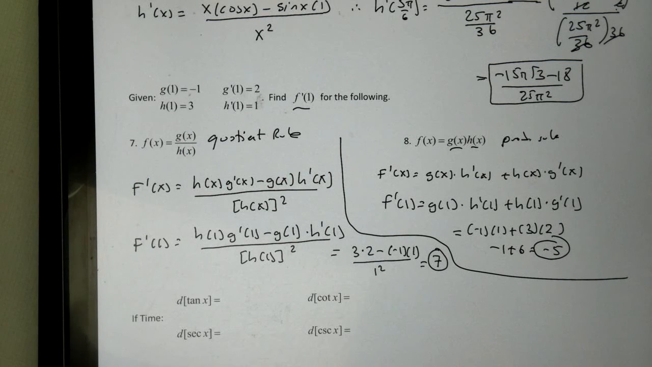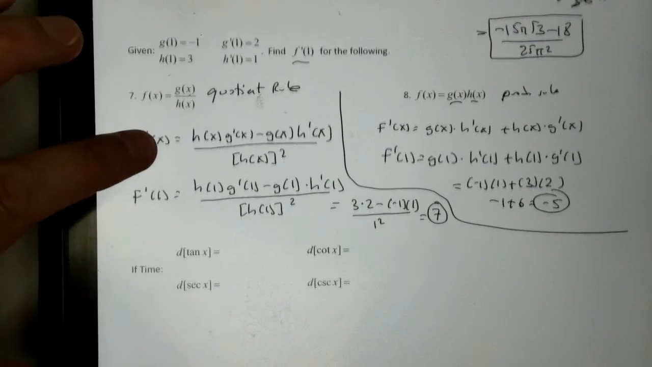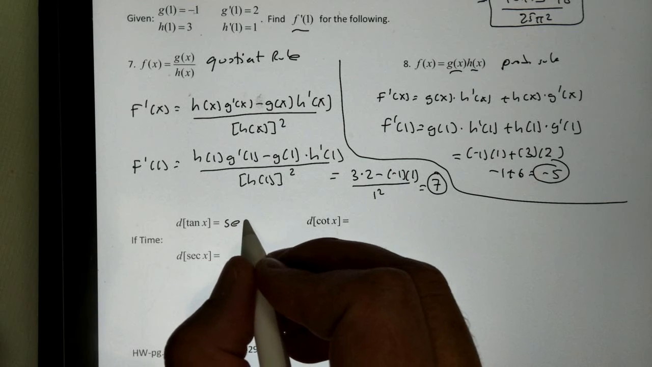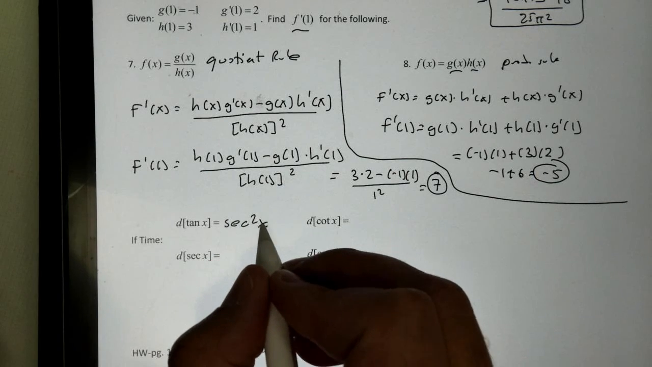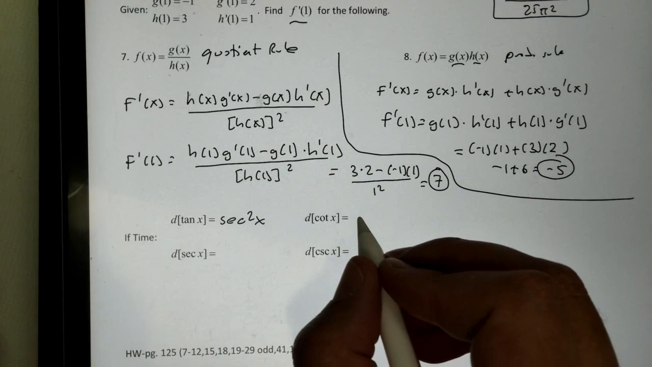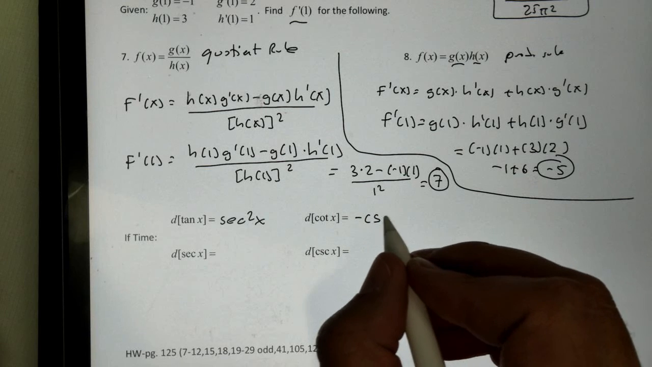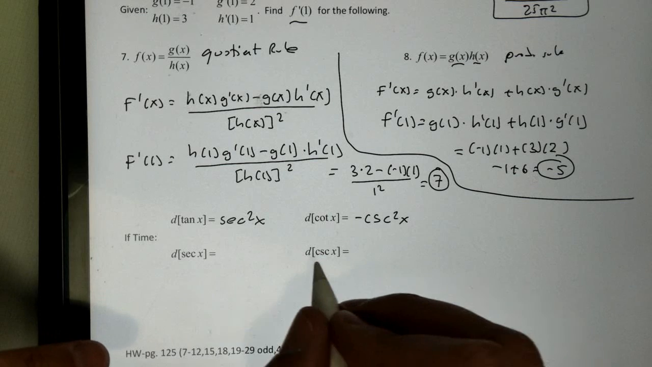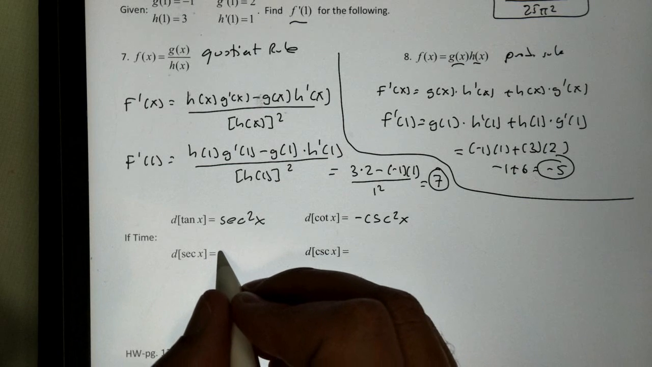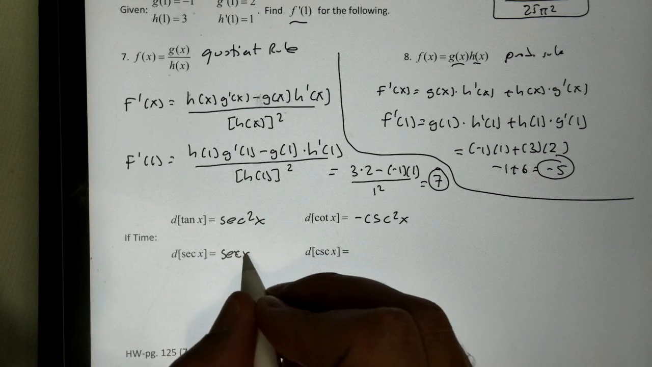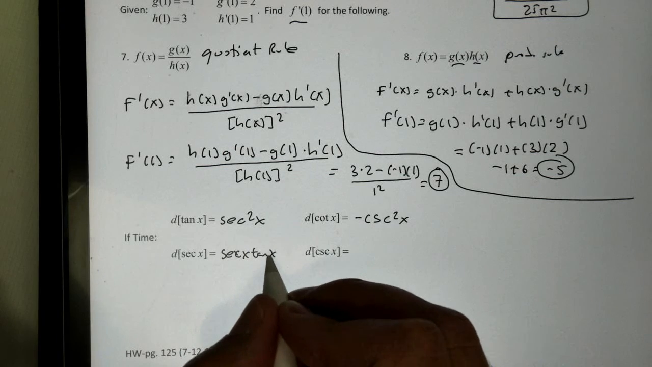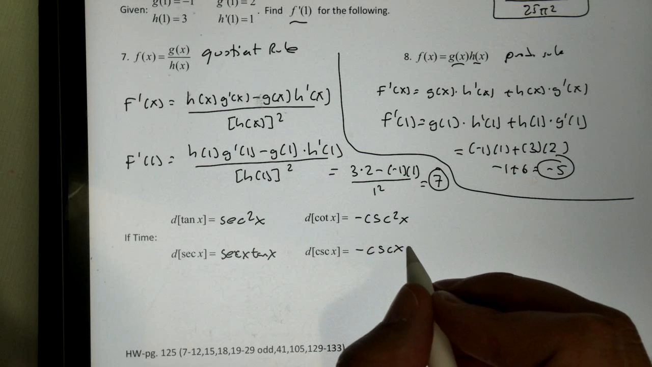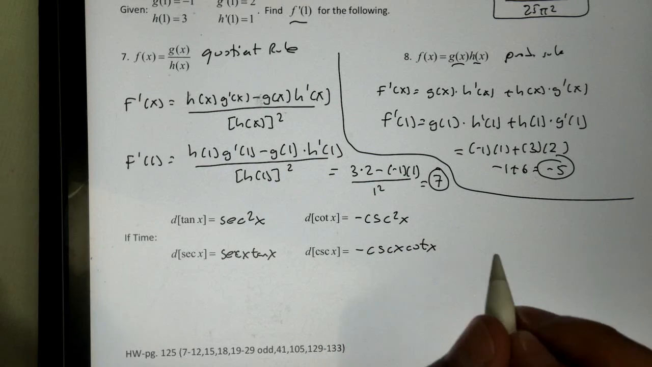Very easy to do. We kind of mentioned these earlier. We're going to start memorizing these. Earlier we said the derivative of tangent was secant squared of x. The derivative of cotangent is going to become negative cosecant squared of x. And then we get to the hard ones, secant and cosecant. The derivative of secant is secant x tangent of x. The derivative of cosecant is negative cosecant of x cotangent of x.